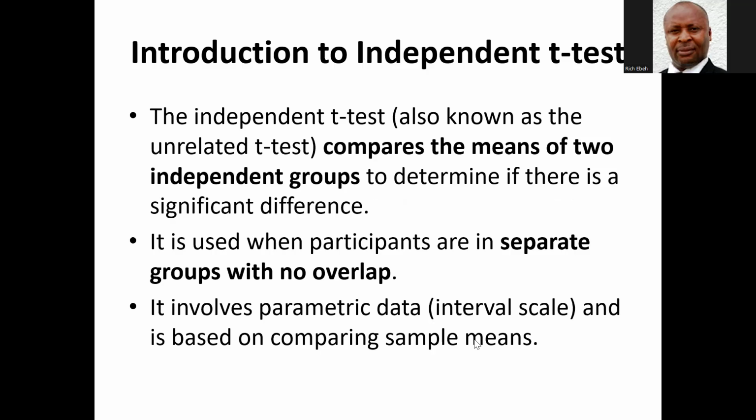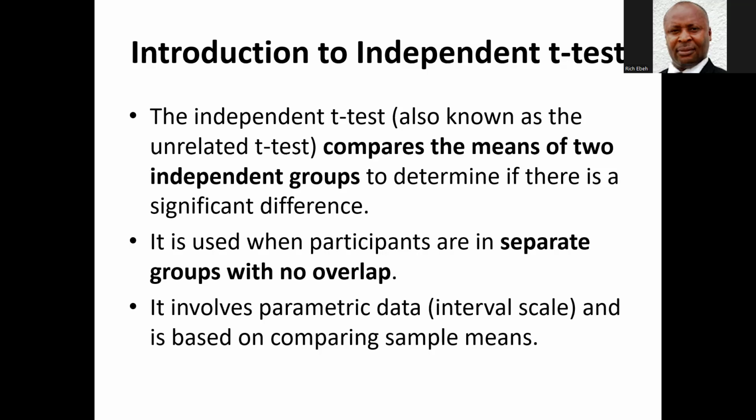Introduction to independent t-tests. The independent t-test is also known as the t-test for unrelated samples. It compares the means of two independent groups to determine whether there is a significant mean difference. So it is used when participants are in separate groups.